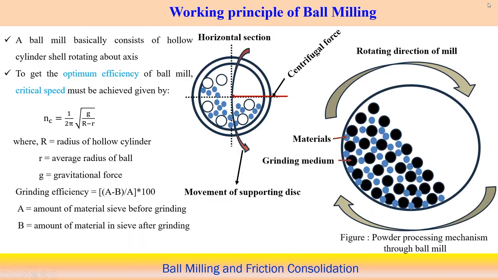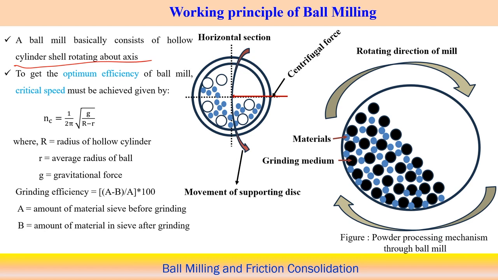Now the ball mill basically consists of a hollow cylindrical shell rotating about an axis. So we use a simple cylindrical shell which rotates about an axis that can act as equipment for the ball milling operation. In this case, the optimum efficiency of the ball mill is reached when we consider the critical speed it is able to achieve using this particular geometric configuration of the cylindrical shell.